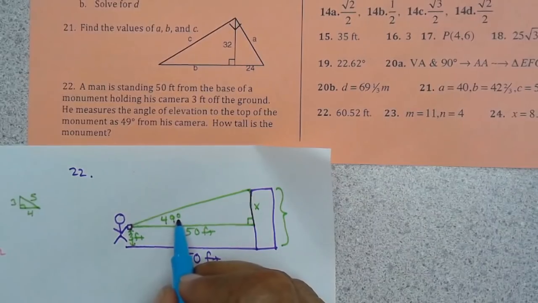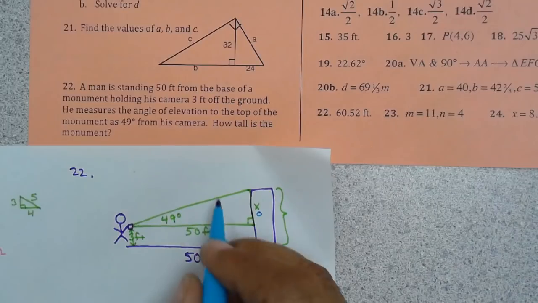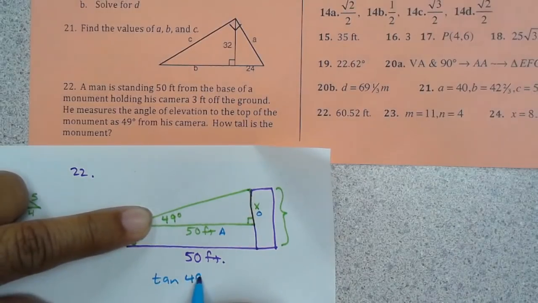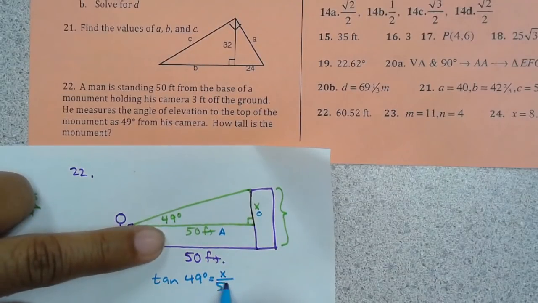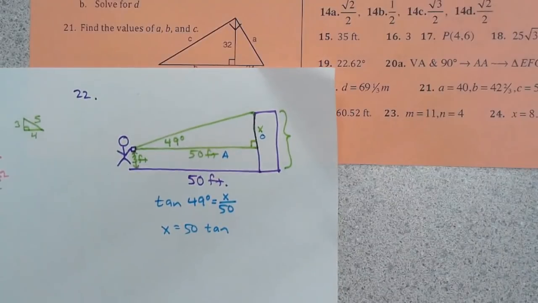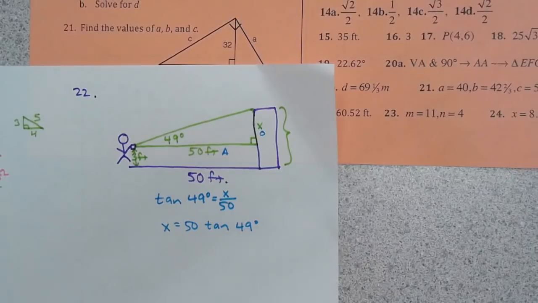So all the way across here is considered the opposite. This is considered the adjacent side. And so we have tangent here. O and A is tangent. Tangent of 49 degrees equals opposite over adjacent. Go ahead and cross multiply. So we have x equals 50 tangent, let me move this up, 50 tangent of 49 degrees. Let's go ahead and put that into the calculator.